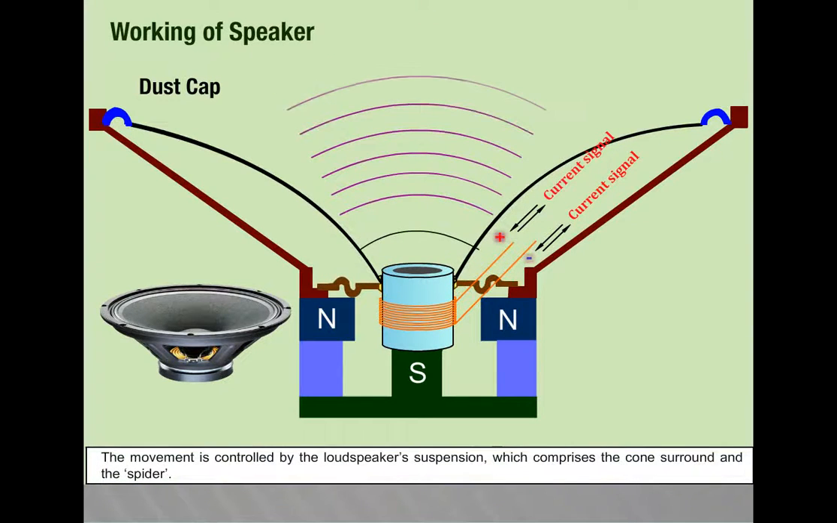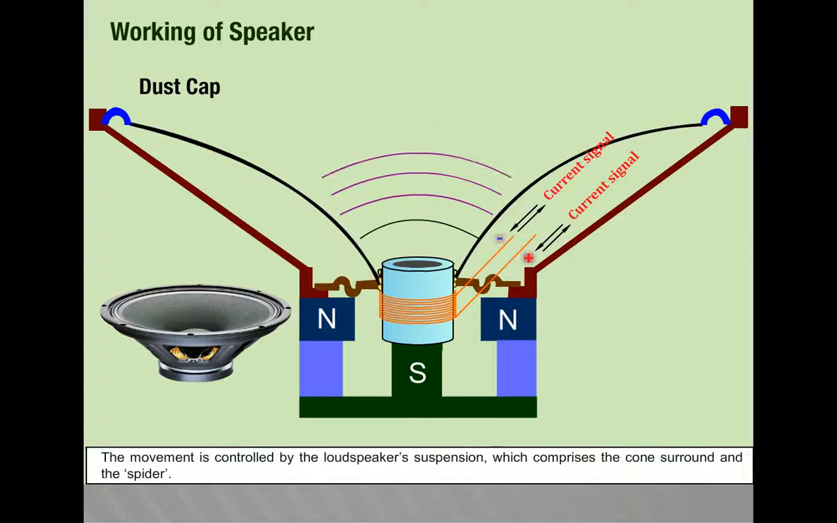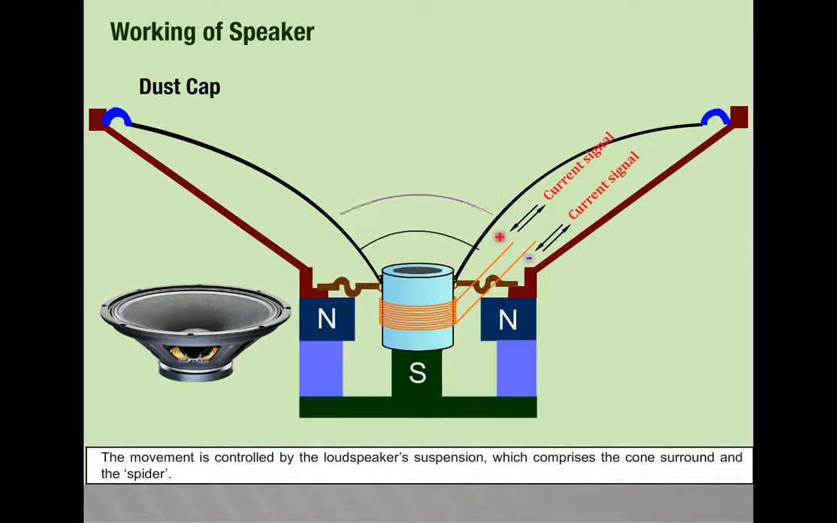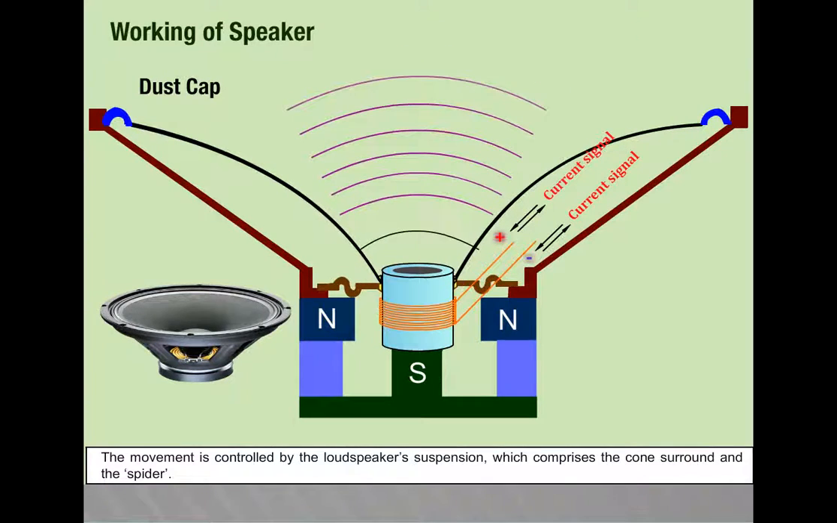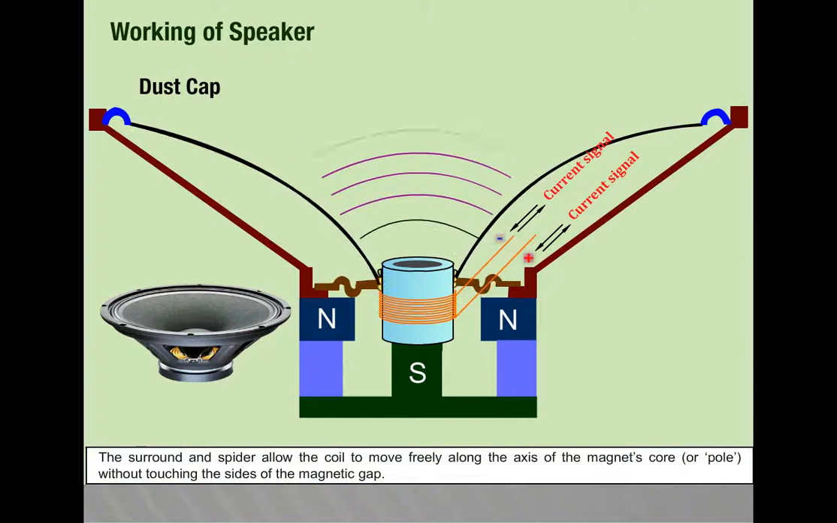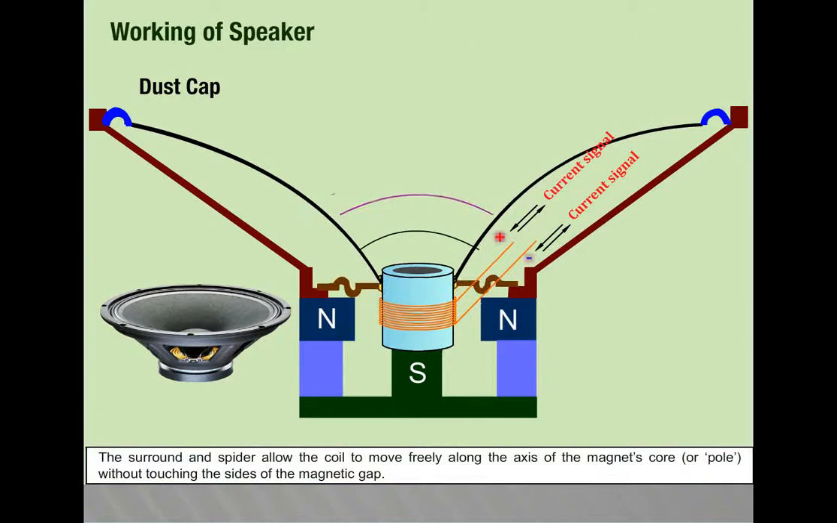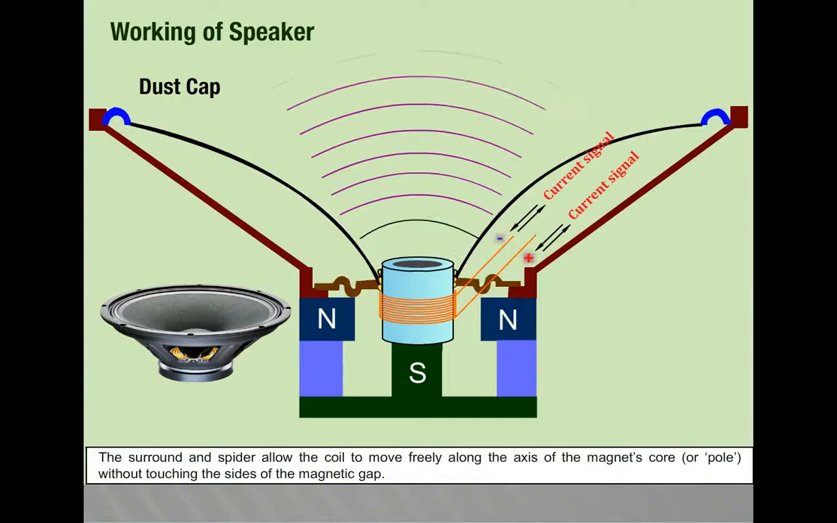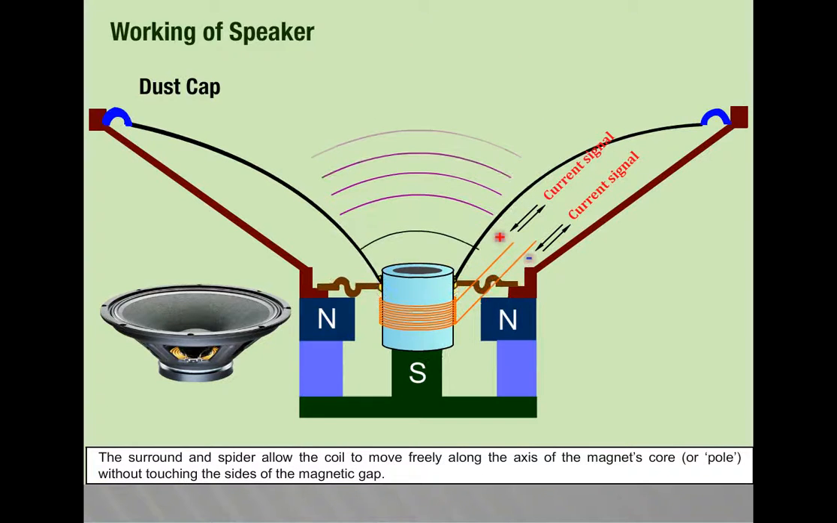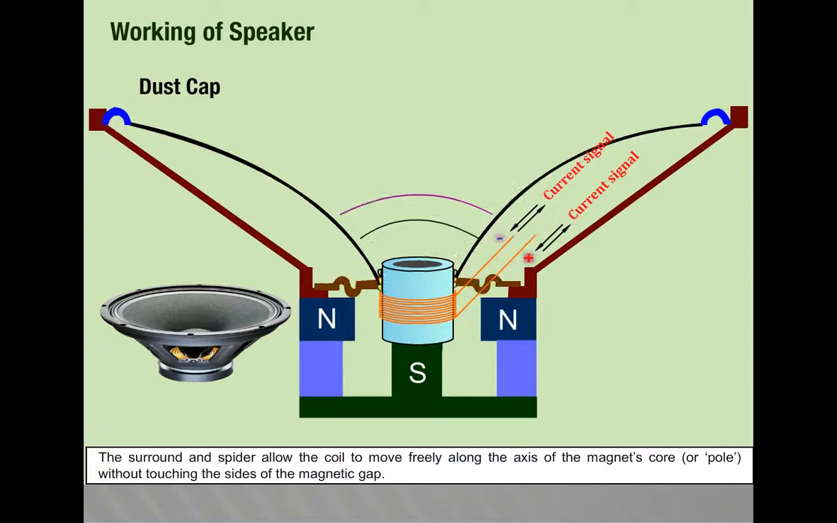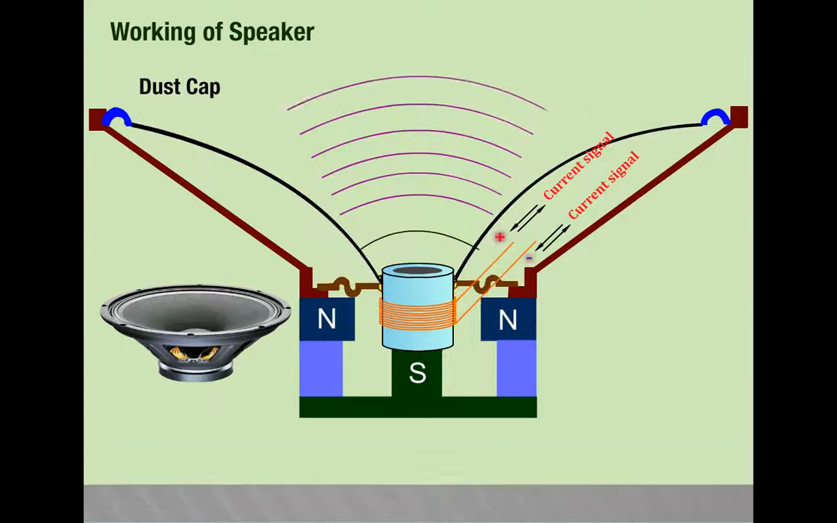The movement is controlled by the loudspeaker's suspension, which comprises the cone, surround, and the spider. The surround and spider allow the coil to move freely along the axis of the magnet's core or pole without touching the sides of the magnetic gap.